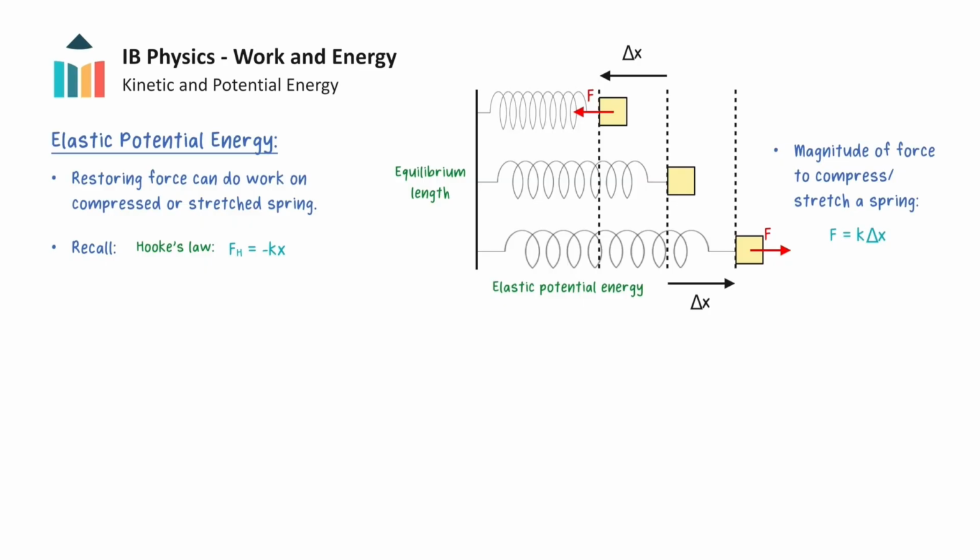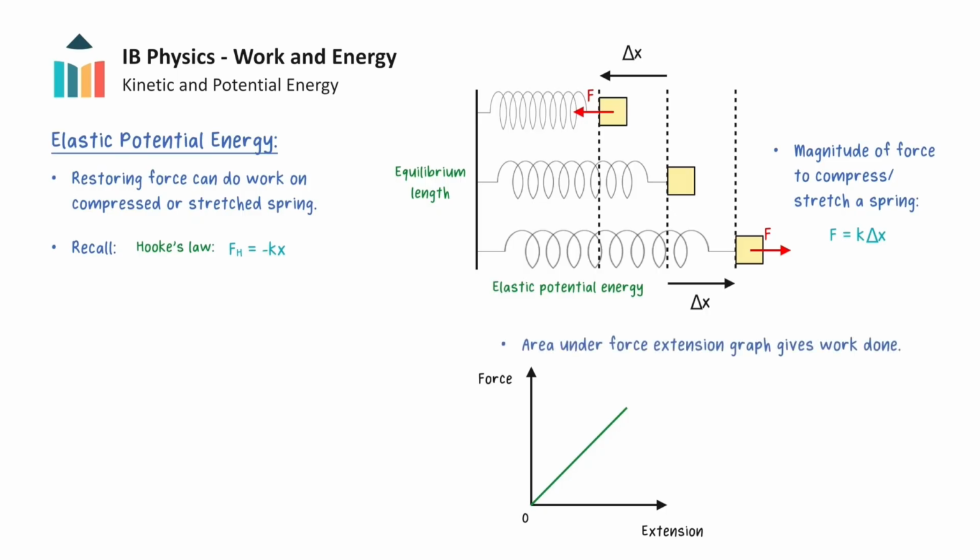Since this force varies with distance, a graph of force against extension will show a straight line through the origin. The work done can then be calculated by the area under the force extension graph. The area of a triangle is half base times height, with base length delta x and height k delta x. So the work done is given by half k times delta x squared.